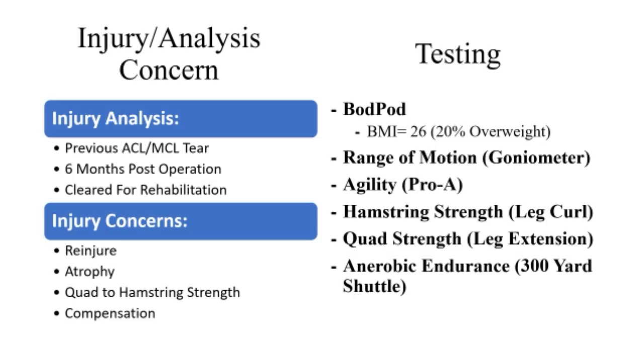the strength between her quad and her hamstring. So that ratio, we want that ratio to kind of be as close as possible because that reduces the chance of Natalie becoming injured. And then compensation.